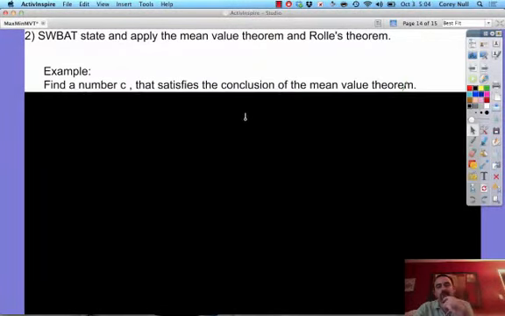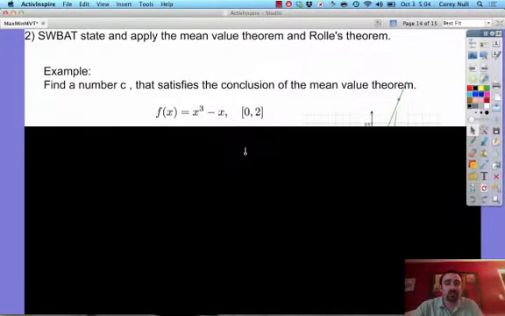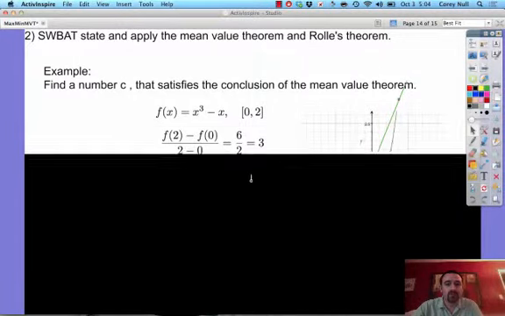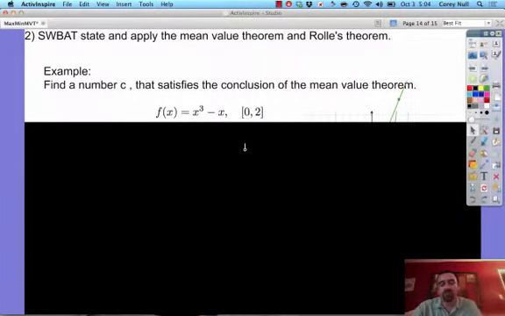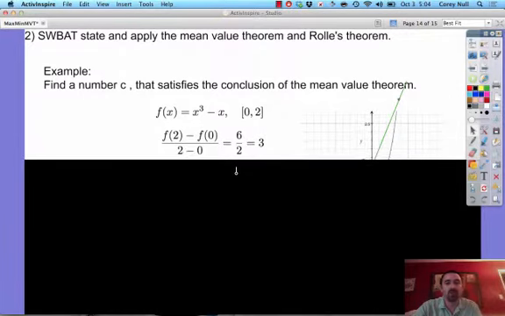Here's an example. Okay, so we're going to find a number that satisfies the conclusion of the mean value theorem for this function over the interval 0 to 2. Well, we'll get to the picture on the right as we go. Okay. So what it says, we have to have a closed interval, we do, and this function must be defined and continuous on that interval, it is, and it must be differentiable on the open interval, it is. All polynomials are continuously differentiable everywhere.